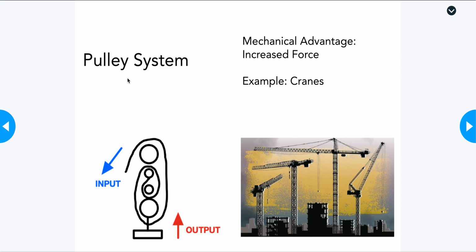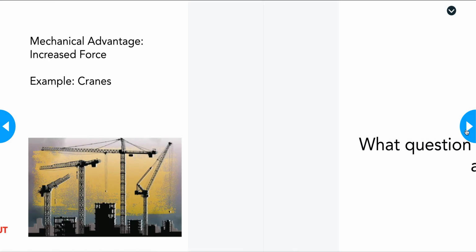And finally, we have a pulley system. The more pulleys you include, the more you increase force, but also then the more distance you have to pull in order to move an object. So the mechanical advantage of this is an increased force. You don't need to be able to draw this. You just need to know it kind of exists. And an example of this would be cranes, which are used to move huge loads.